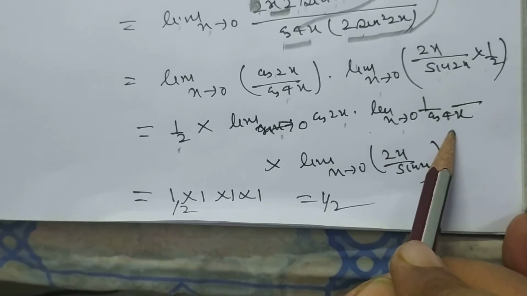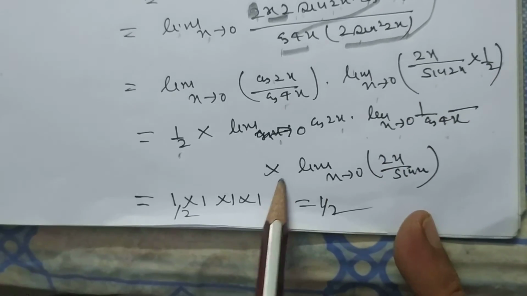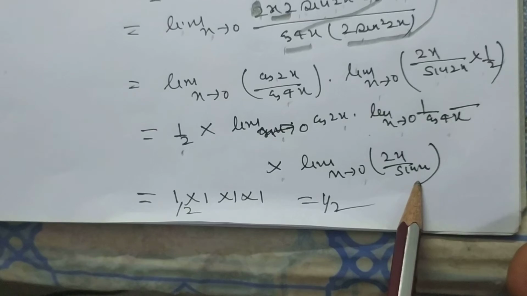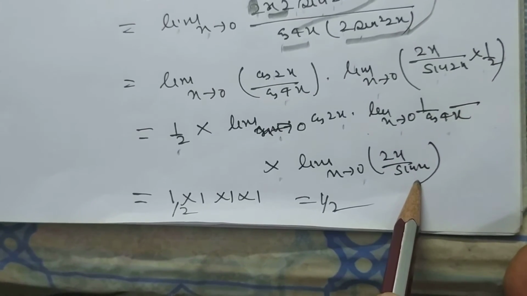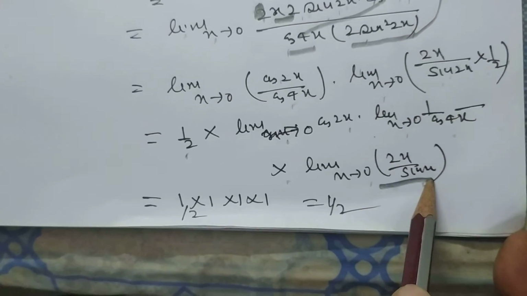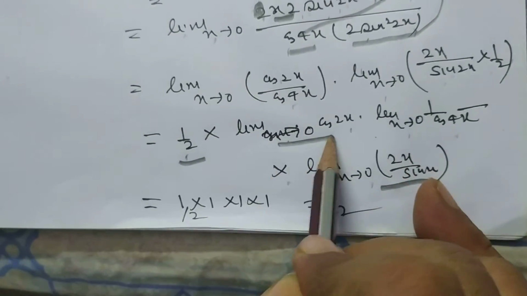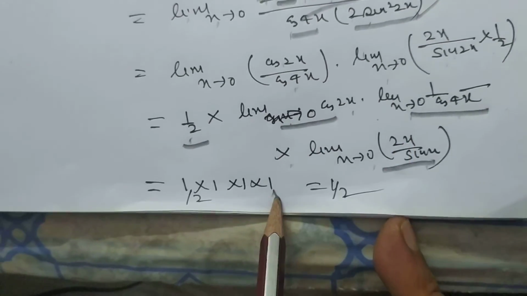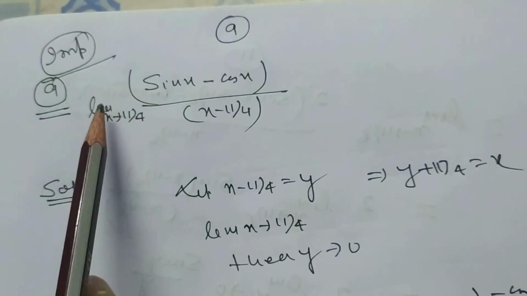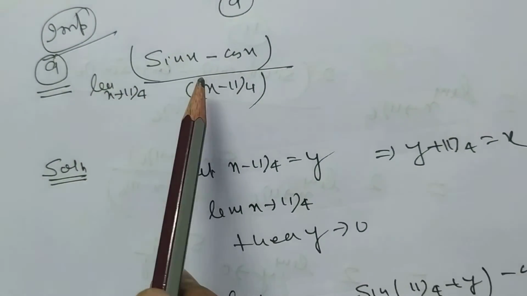Limit x tends to 0, 1 by cos 4x into limit x tends to 0, 2x by sin 2x. 2x by sin 2x. This is 1, this is half, this is 1, and this is 1. And finally we have 1 by 2. Now my dear student, now I want to solve another problem.